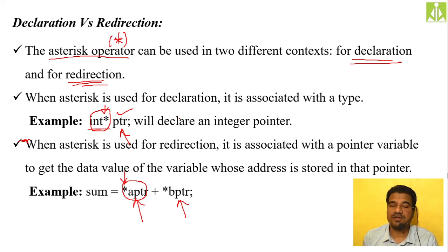Prefixing star is allowed only with pointers. Remember this one, this is another important point. Prefixing star is allowed only with pointers. You cannot prefix star with normal variables.